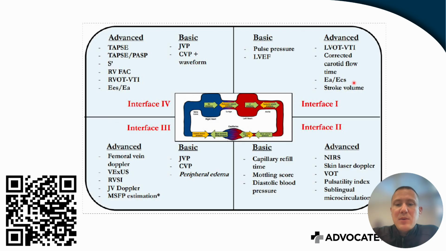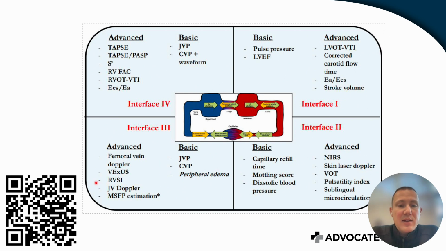Some of the more complicated measurements can involve understanding the relationship of isovolemic contraction of the left ventricle relative to the ejection phase. Interface number 2 at the bedside mainly can be understood by measuring capillary refill time, Motlin score, diastolic blood pressure, as well as some other more advanced modalities. Interface 3 is usually assessed by the presence of jugular venous distension and increase in central venous pressure. Edema is one of the useful clinical markers of overall body fluid overload.